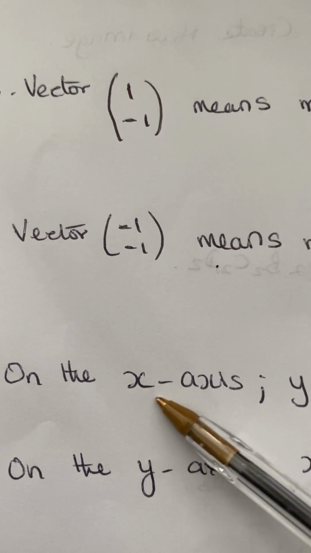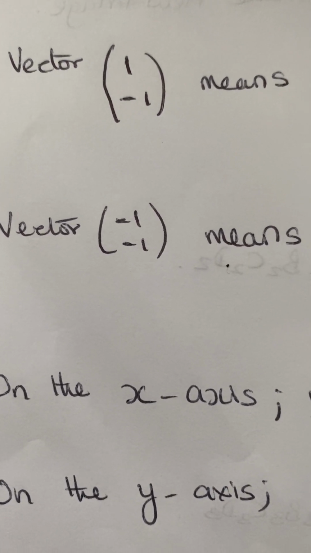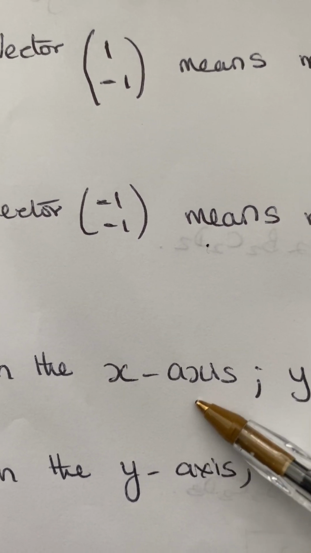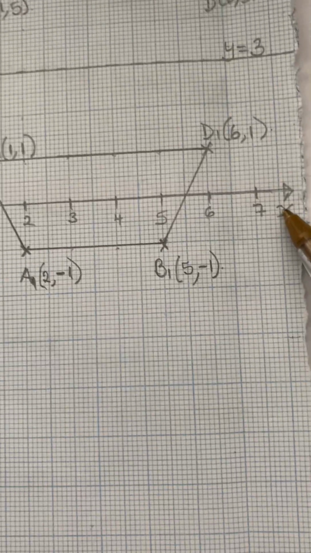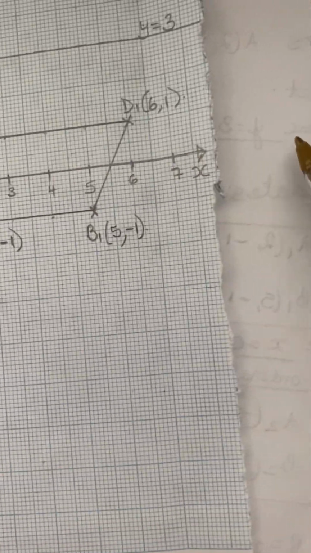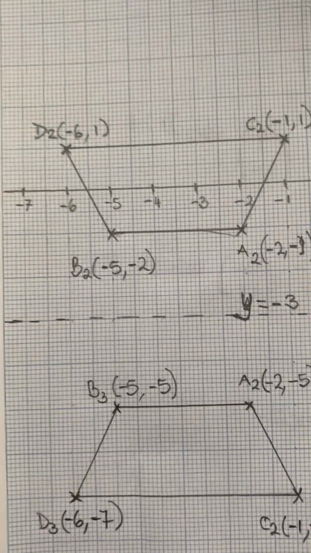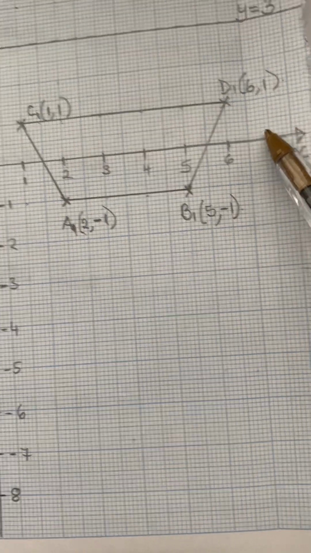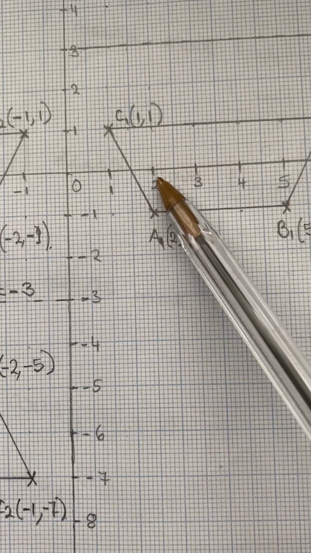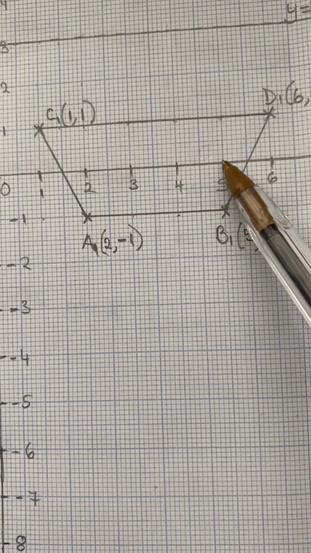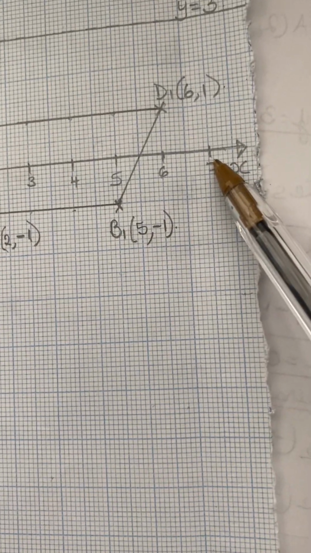Now, on the x-axis, by now you know what the x-axis is. If you draw the graph, this is the x-axis here. All this from here all the way is the x-axis. On this axis here, y is 0. That's why you have 2, 0, 2 for x, 0 for y, 5, 0, 7, 0.